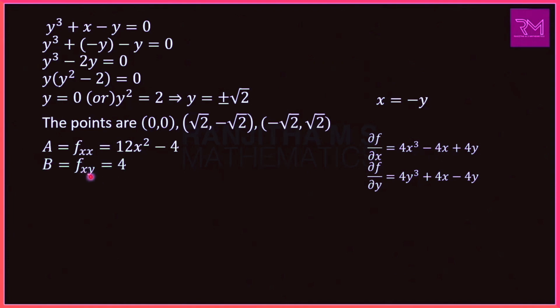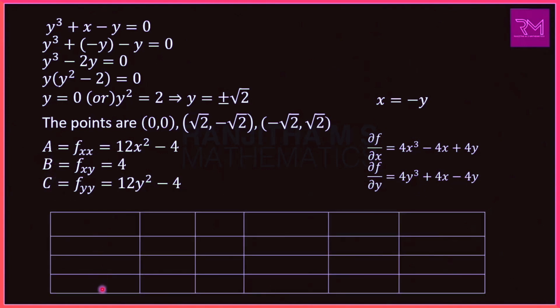Similarly, B is fxy, that is del square f by del x del y. That means you have to differentiate this term again with respect to y. Here this term becomes 0. Here 4 into differentiation of y is 1. Hence we get B value is 4. C is del square f by del y square. Here we differentiate del f by del y partially with respect to y. We get 4 into y cube, differentiation is 3y square. Hence we get 12y square minus 4. This is our C.